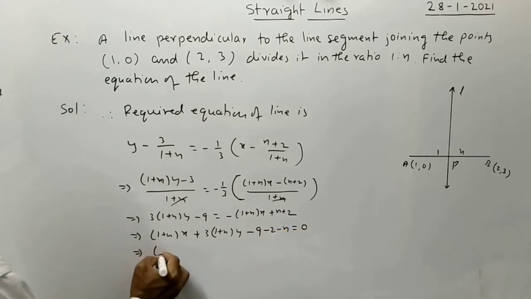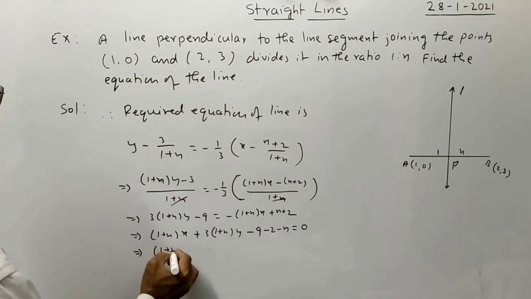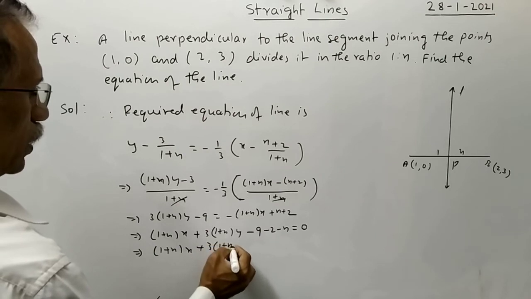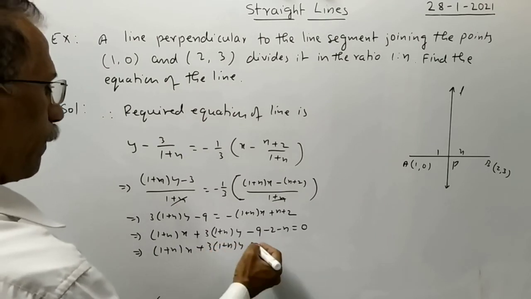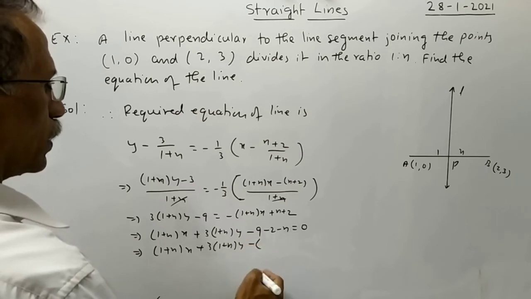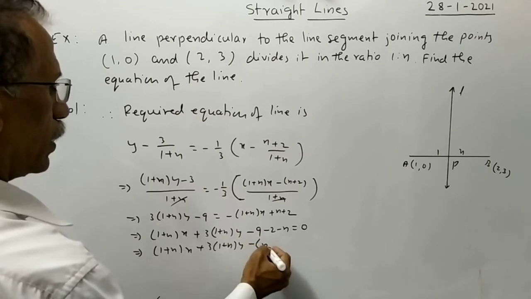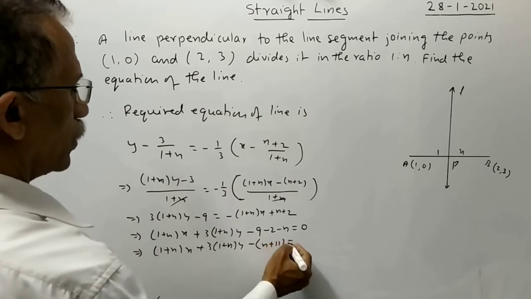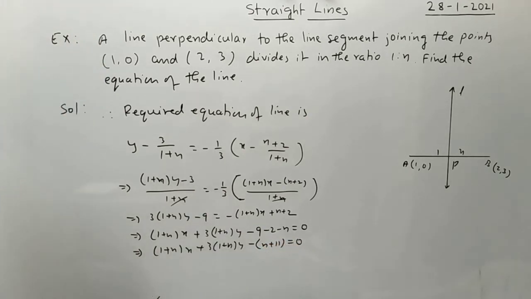This implies 1 plus n into x plus 3 into 1 plus n into y minus n plus 11 is equal to 0.